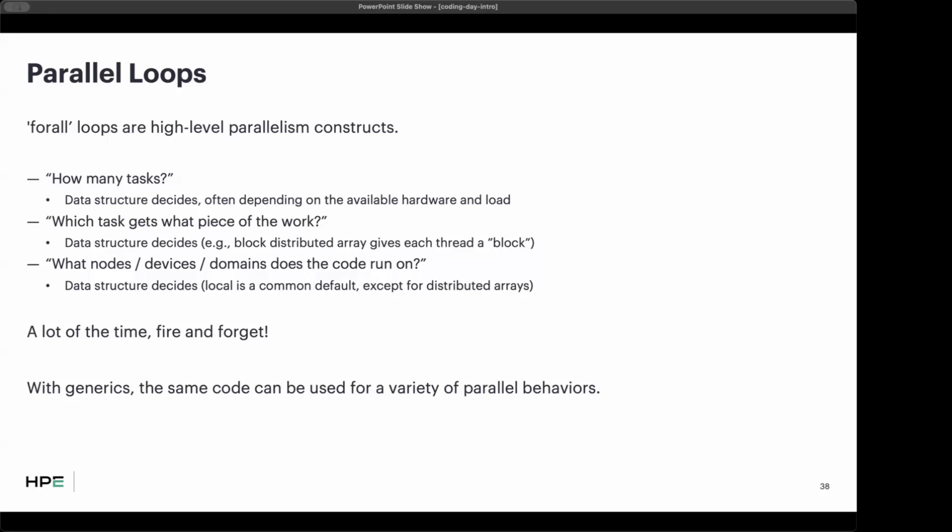And furthermore, the parallel iterator decides what nodes, devices, or domains the code has to run on. This means that a regular array would typically run on a single node, but if you have a distributed array, that iterator will automatically distribute the computation over multiple nodes. And so a lot of the time, forall loops are basically fire and forget. If you have generic code written using arbitrary types and forall iterators, you can basically have code that automatically works correctly in parallel.